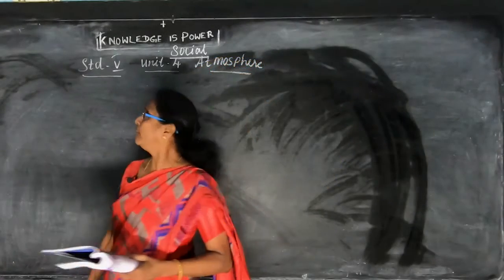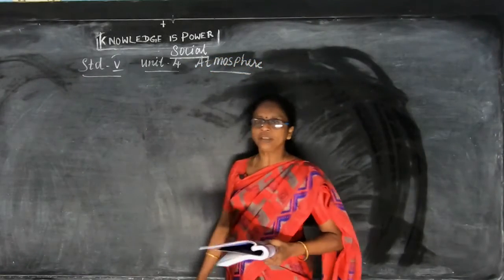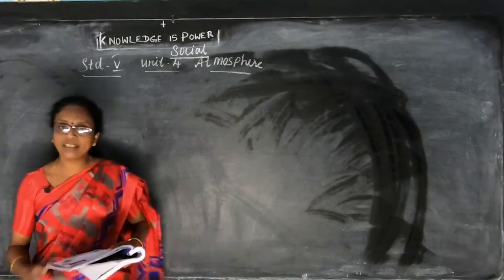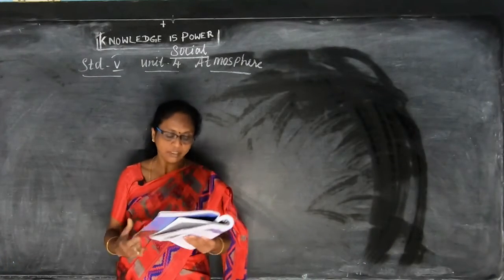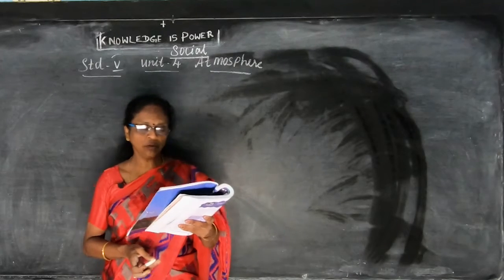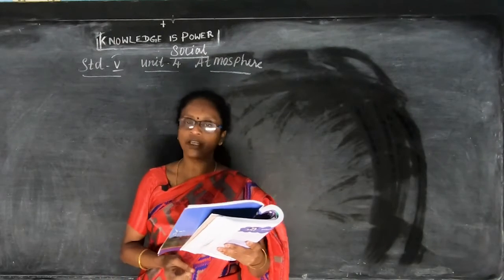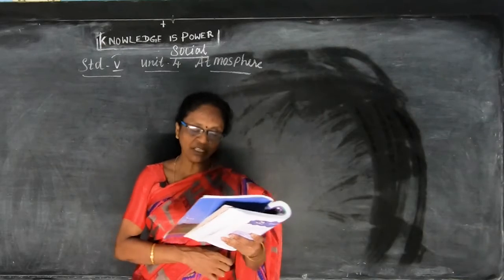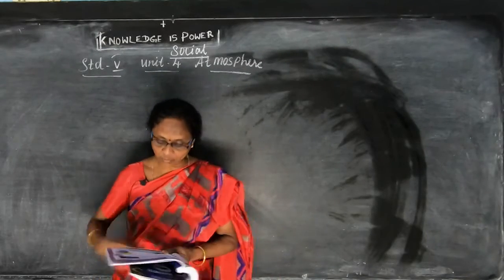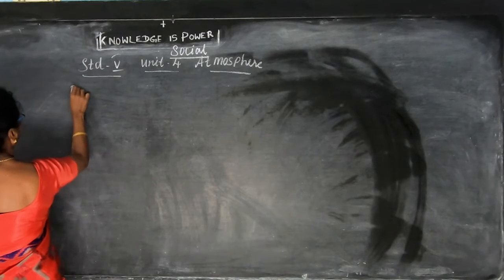Okay children, now we are going to see about standard 5th, unit 4, atmosphere. The atmosphere is the place where we are living. Students can know what you are going to learn in this lesson: about the biosphere, understand the atmosphere, and understand the different types of winds and clouds. The first one we are going to see is the biosphere.